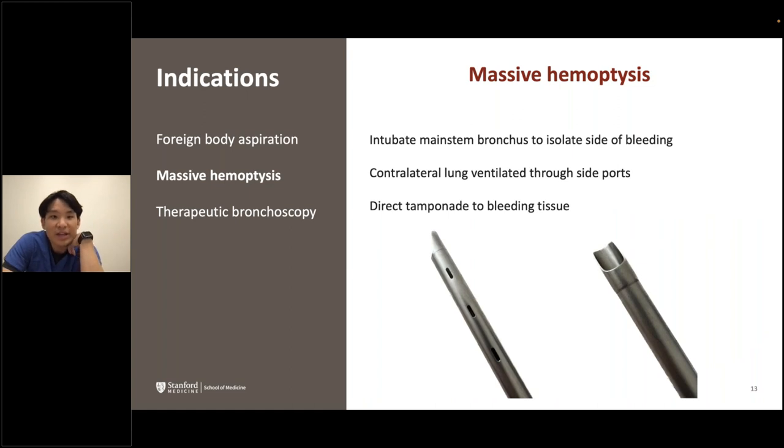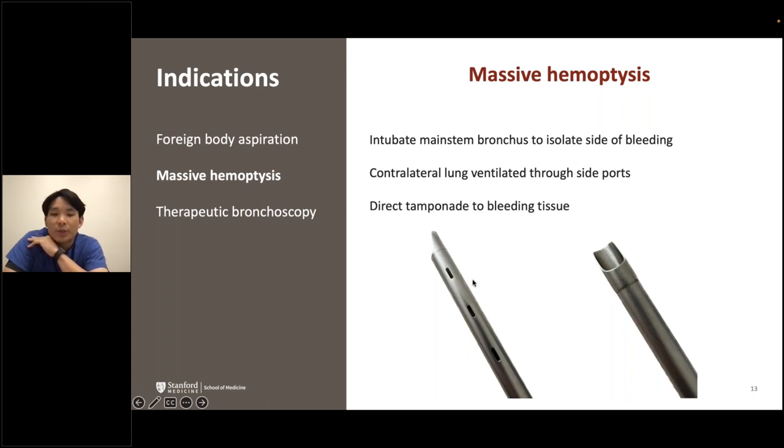The other indication that we've been taught, or that has always been listed, is massive hemoptysis, the reason being that one could use a rigid bronchoscope to intubate the main stem bronchus to isolate the side from bleeding. Also, this is the barrel end, and you can see the side ports here. If this tube were to be in a main stem, the side ports would allow ventilation to the contralateral lung while we're dealing with the bleeding, or trying to tamponade, or come up with the next plan.